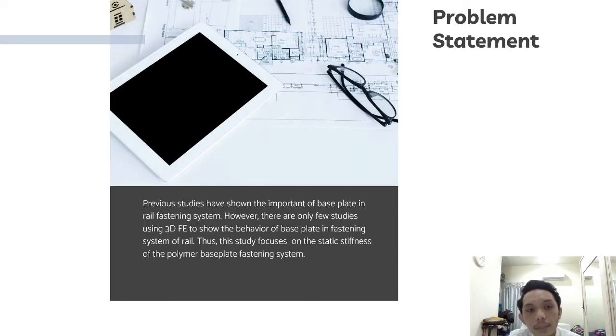For the problem statement, previous studies have shown the importance of the base plate in the rail fastening system. However, there are only a few studies using 3D finite element to show the behavior of the base plate in the rail fastening system. Thus, this study focuses on the static stiffness of the polymer base plate fastening system.